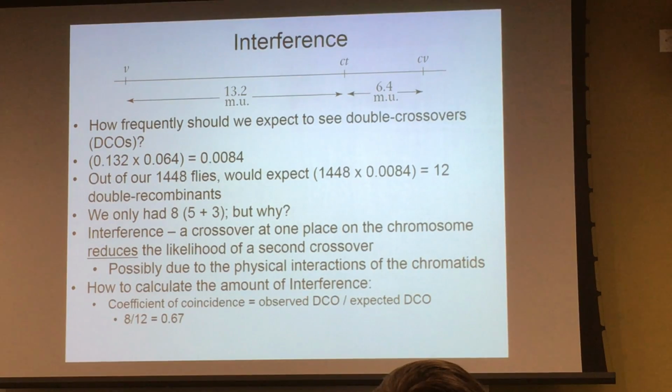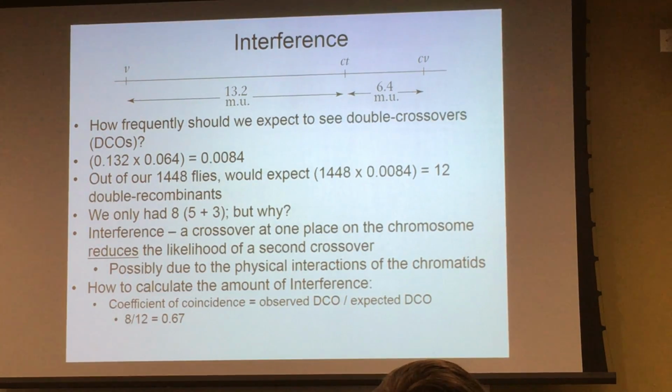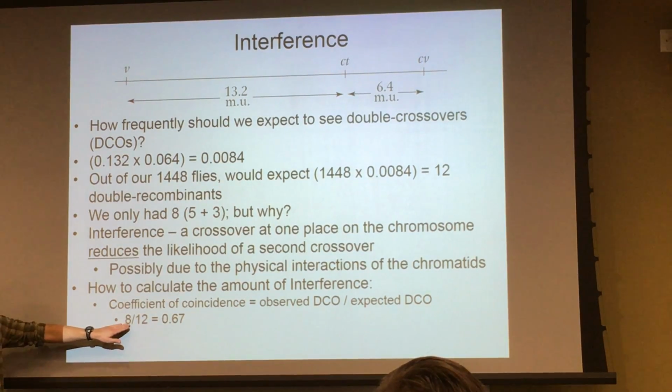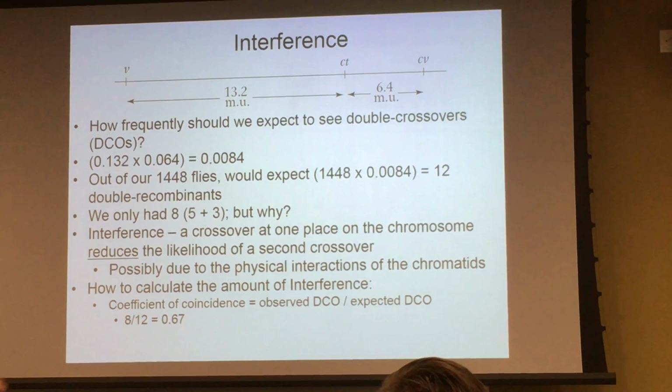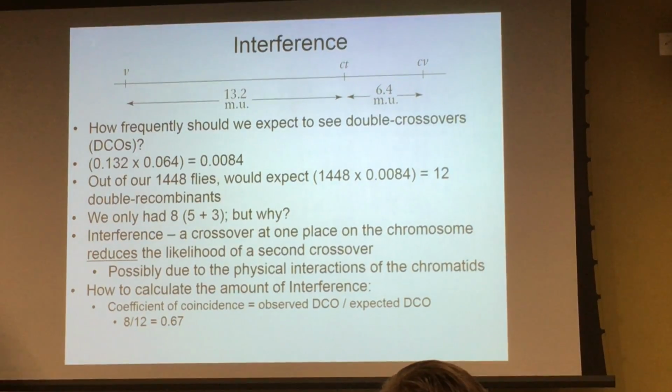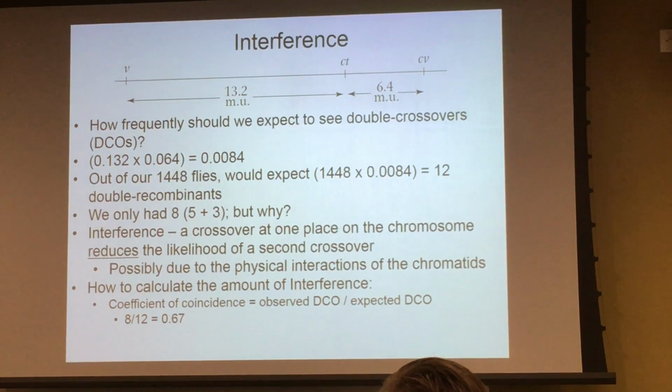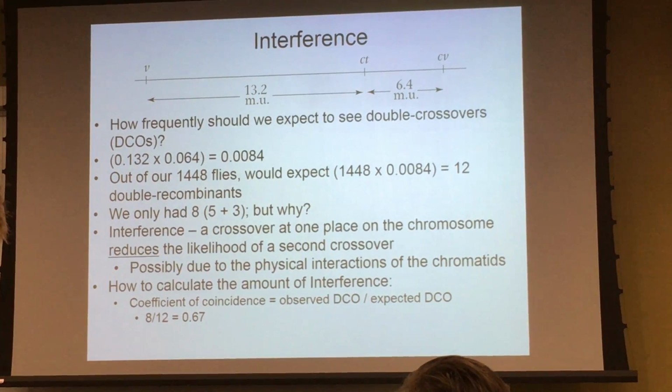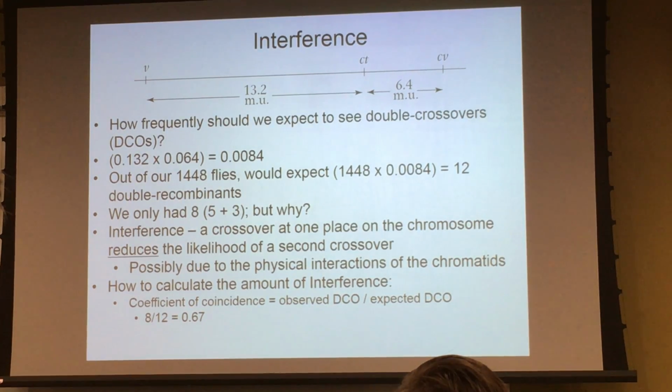And so we actually have a way of calculating it. The first thing we want to do is compare how many crossovers we observed relative to the number that we expected. In this case, we observed 8. We expected 12. What that means is we observed about 2/3 as many double crossovers as what we had expected. This is known as the coefficient of coincidence.